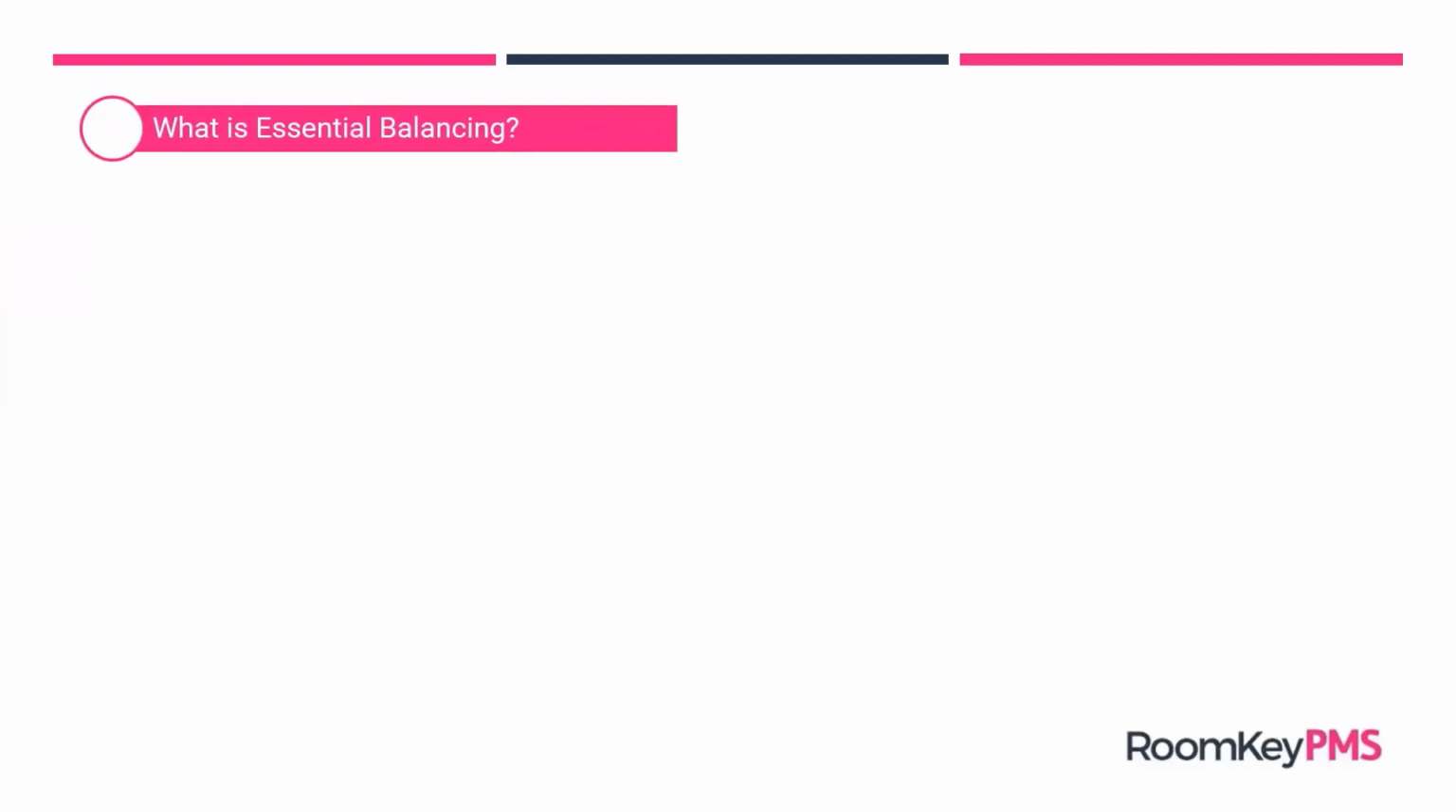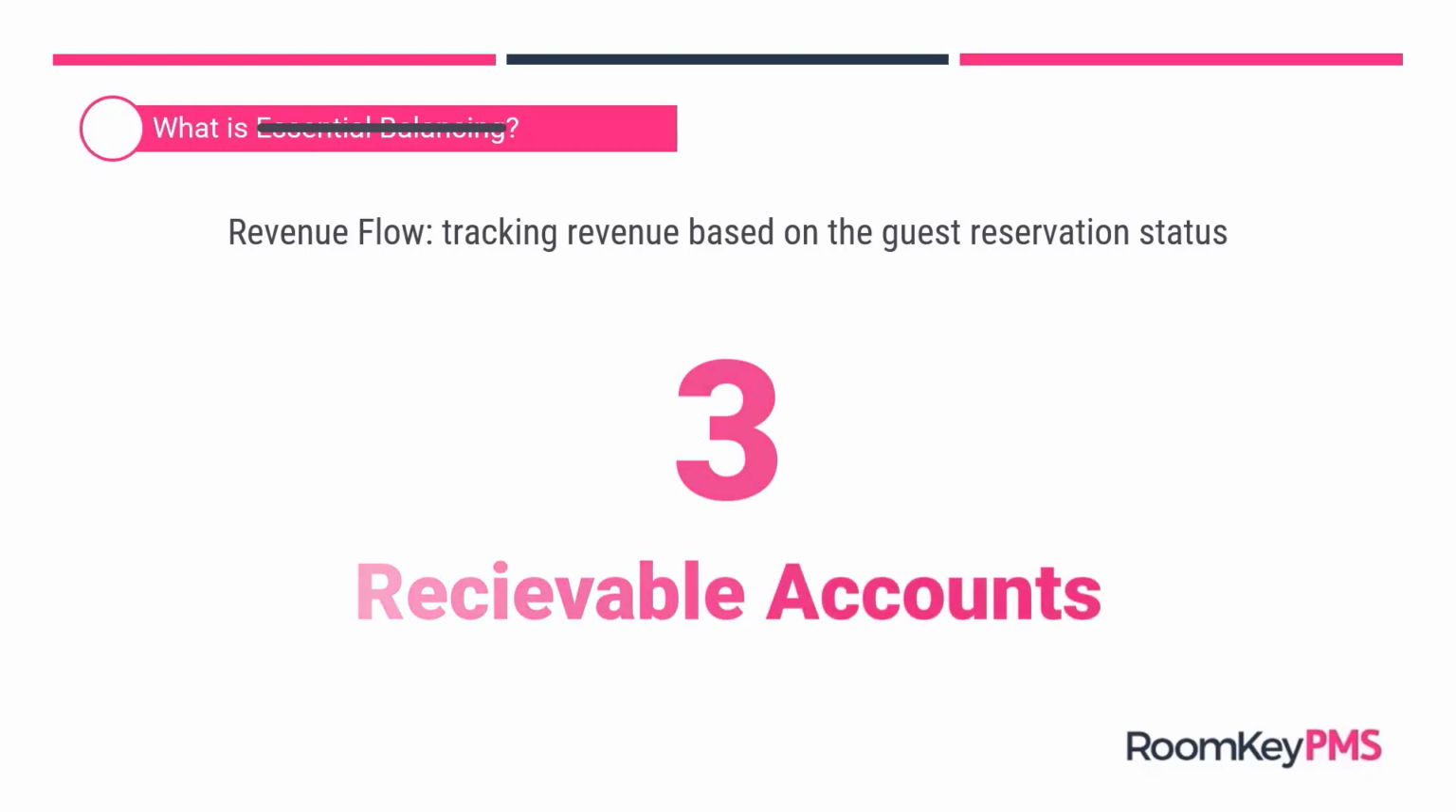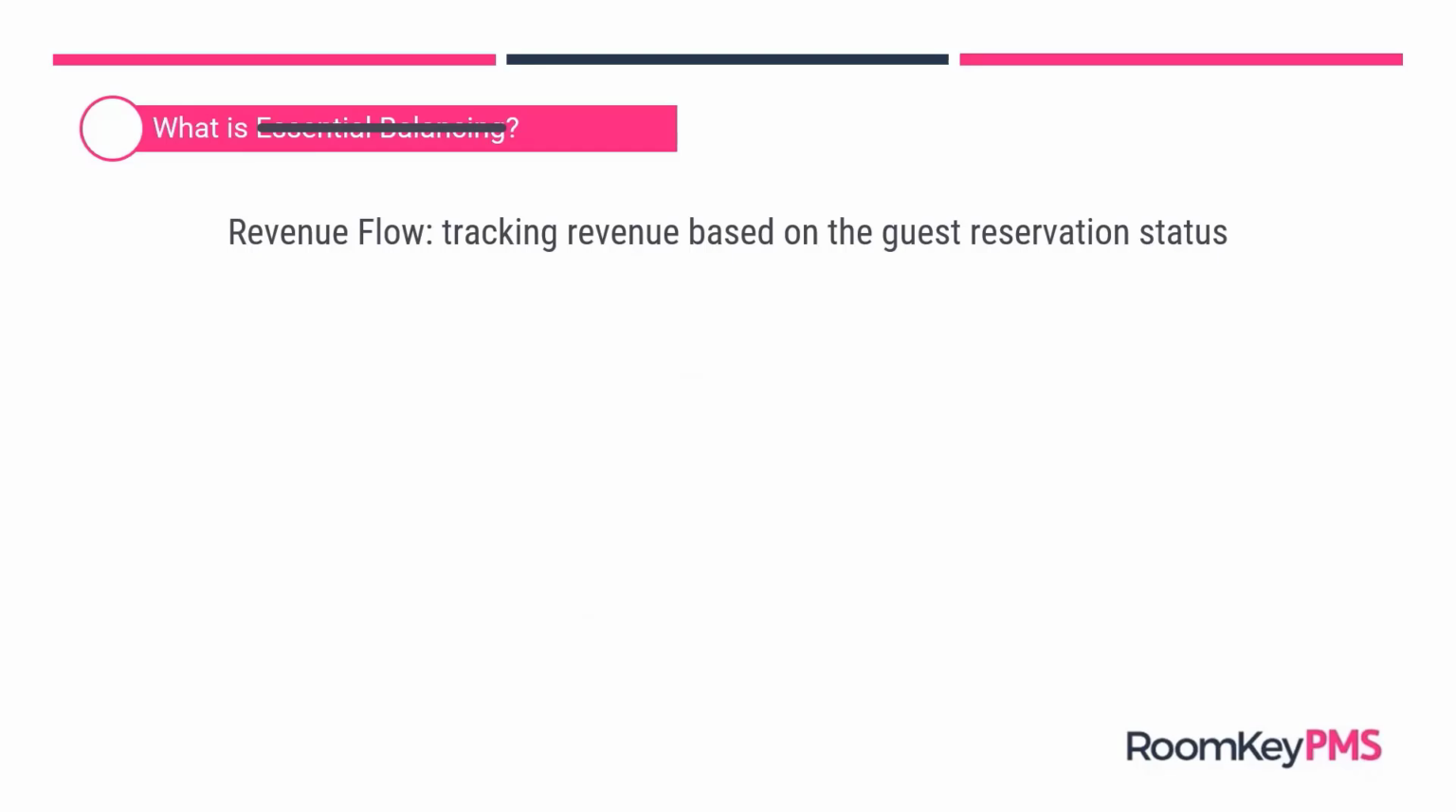So getting started with defining what is essential balancing, I do need to take a moment and just frame up this question and talk about how revenue flows inside Roomkey before we define essential balancing. So revenue flow in Roomkey is tracked based off of the guest reservation status. And we have 3 receivable accounts that we use to track revenue based on this status.